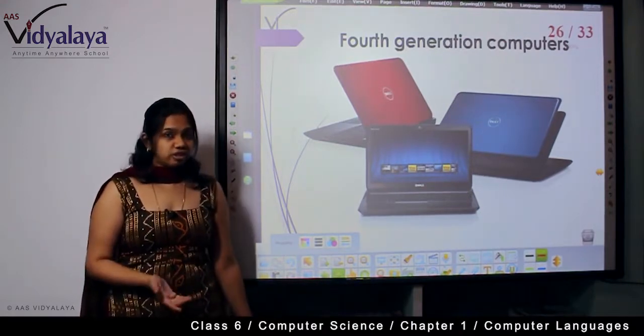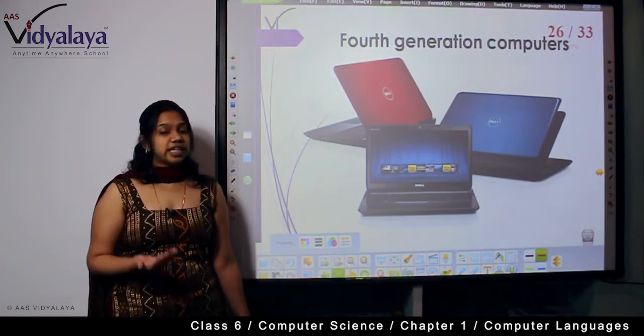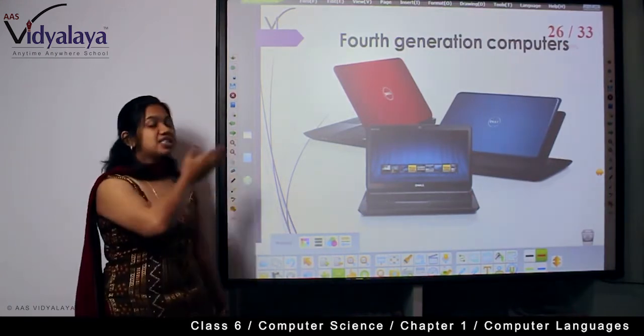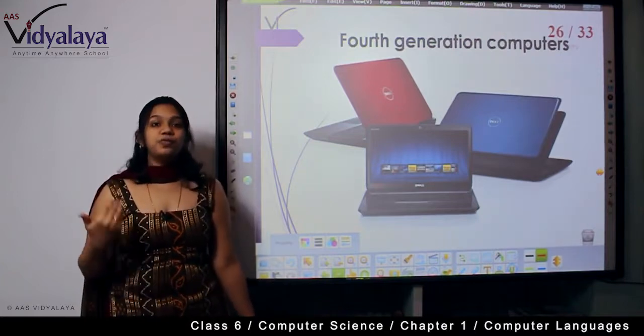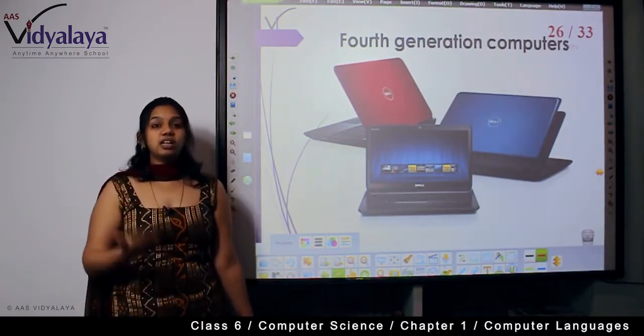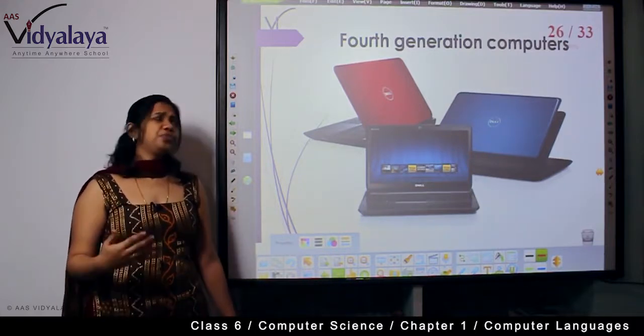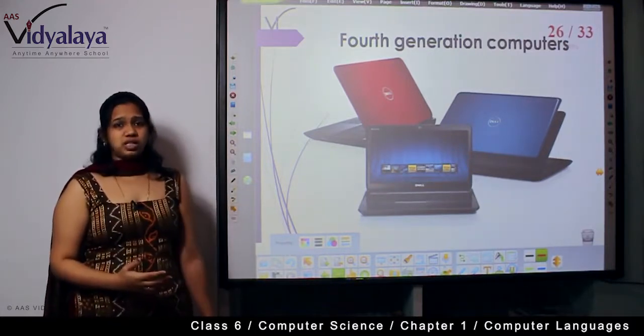But could you do that with a 3rd generation computer or a 2nd generation computer? No, not at all. It wasn't possible. So these computers are really a boon, wherein they allow us to take computers from one place to another, which makes our work easier. Okay, what's special about these computers?